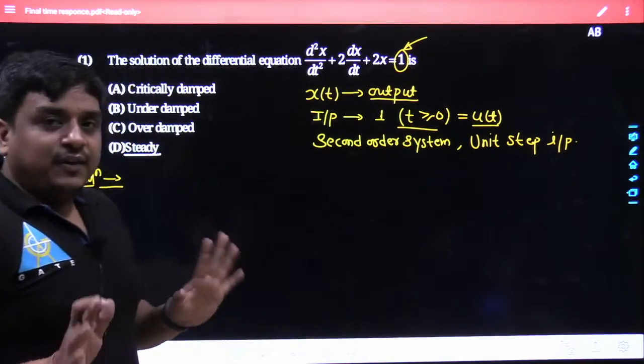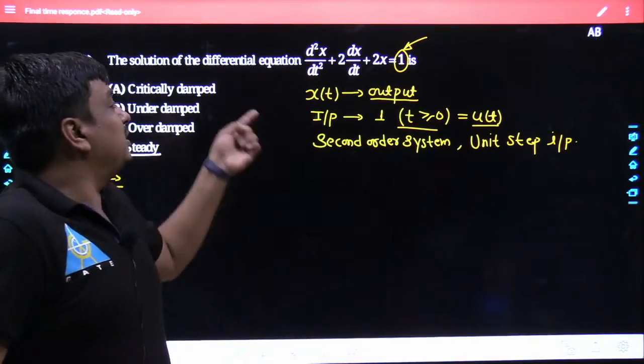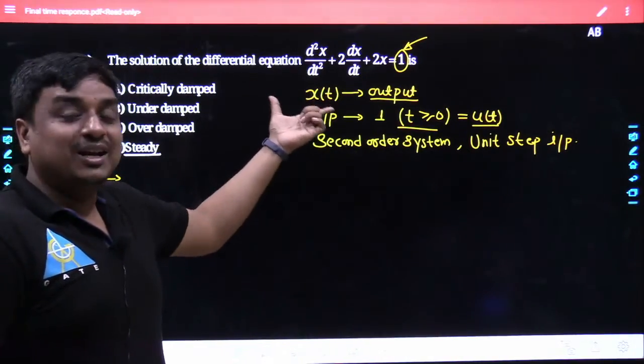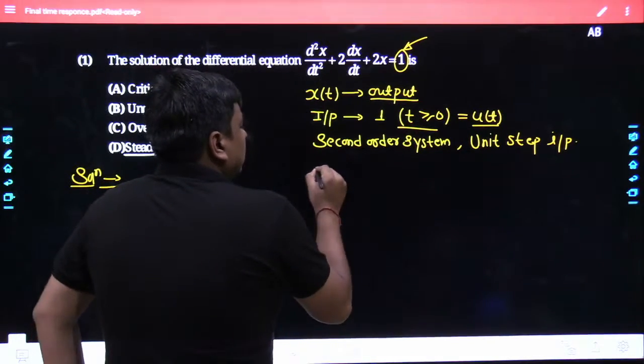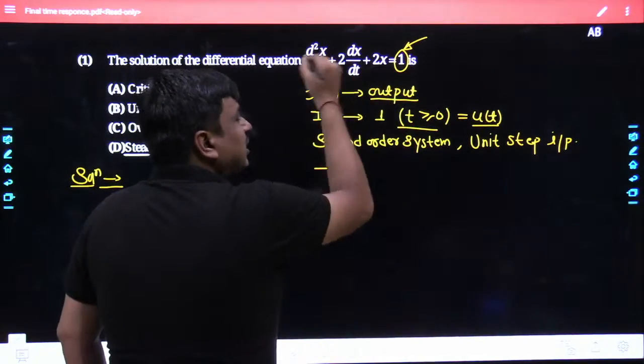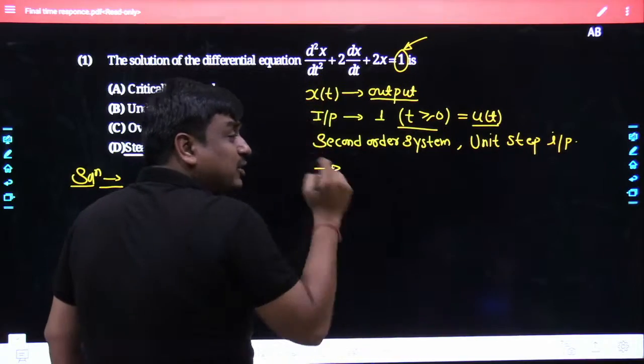Probably I can feel most of the students would have a problem with this sort of problem frame. That is why I have taken this as the first problem. So tell me what we need to do. We just have to figure out the value of zeta. How will that be done?